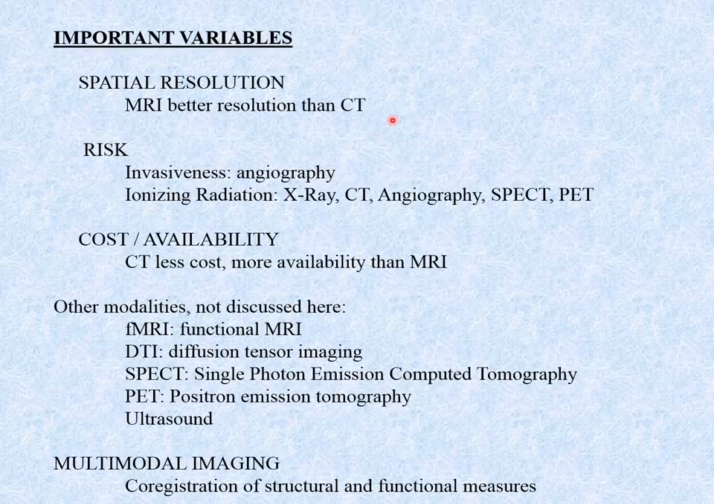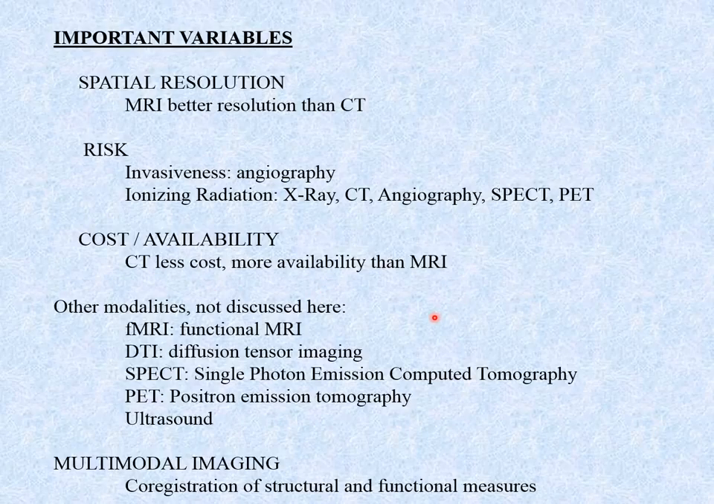Variables to consider include the resolution. Spatial resolution is far better in MRI than in CT scans. The risk of invasiveness: angiography includes putting a catheter up through vessels, and if it were not done well, you might puncture a vessel and cause a significant hemorrhage. Ionizing radiation is an issue for X-rays, for CT scans, for angiography, as well as for some other measures we'll talk about in a moment, the SPECT and the PET scan. The cost and availability are important variables. In general, CT is less costly and it's more available than MRI.